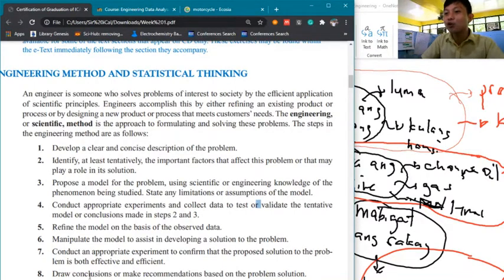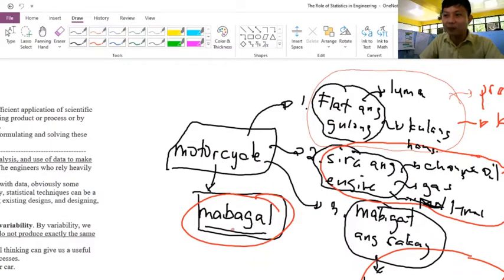Yun yun. So, draw conclusions to make recommendations based on the problem solution. Now, ibig sabihin niyan is, gagawa ka ng report. For example, the observed problem is that the motorcycle is mabagal. And since mabagal, you conducted appropriate diagnosis, and you found out using measurements that yung gulong is flat. Okay, so mababa yung pressure ng hangin sa gulong. Kaya nung dinagdagan mo yung hangin sa gulong, is-test mo siya ulit at biglang bumilis yung motor.